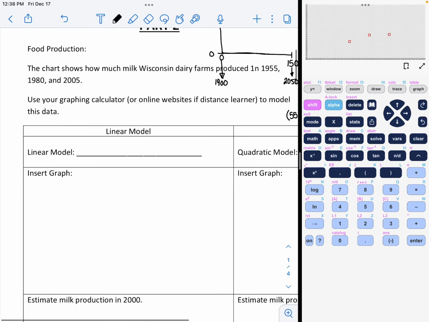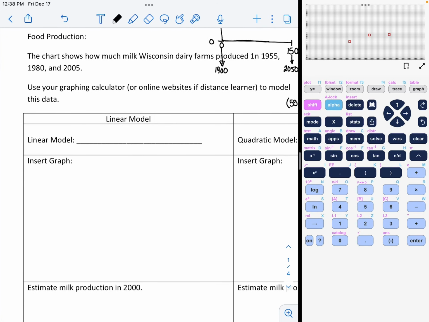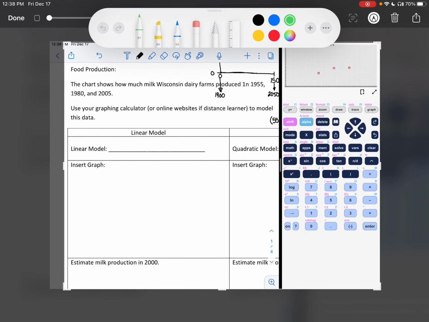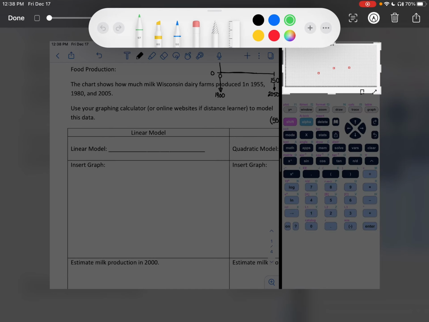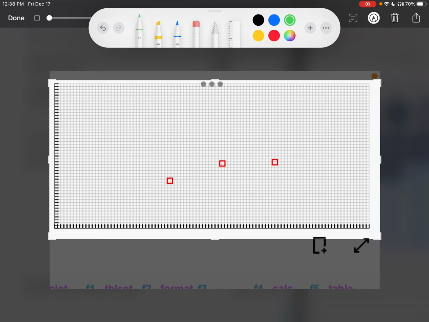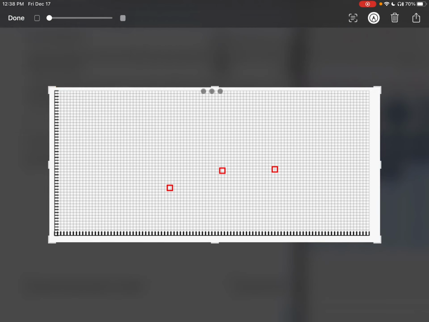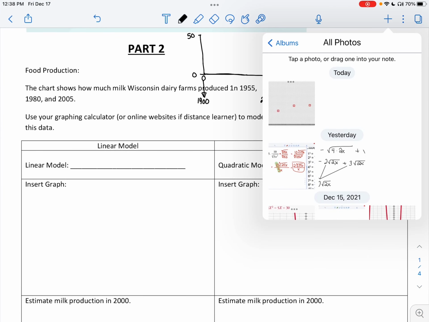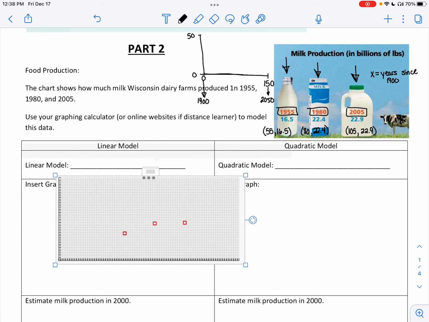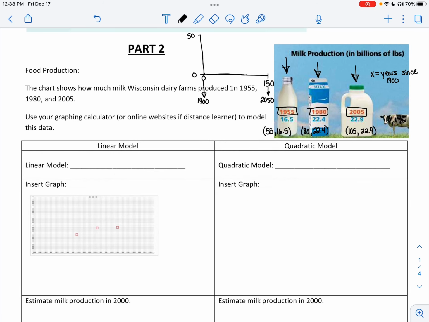So what we're going to come up with first is what we call a linear model. I do ask you to insert the graph, so I'm going to do that now. There we go. That looks pretty good. I'm happy with that. And let me go full screen on Notability. That looks nice. All right.